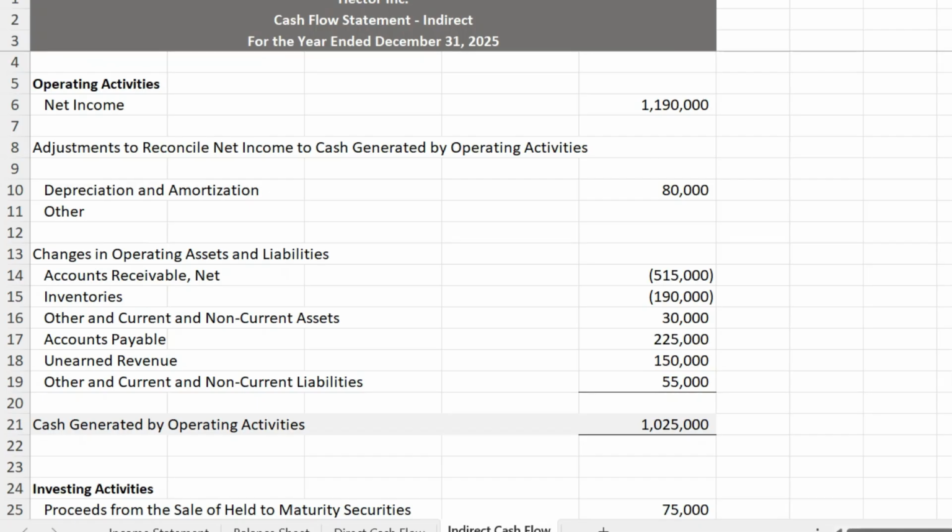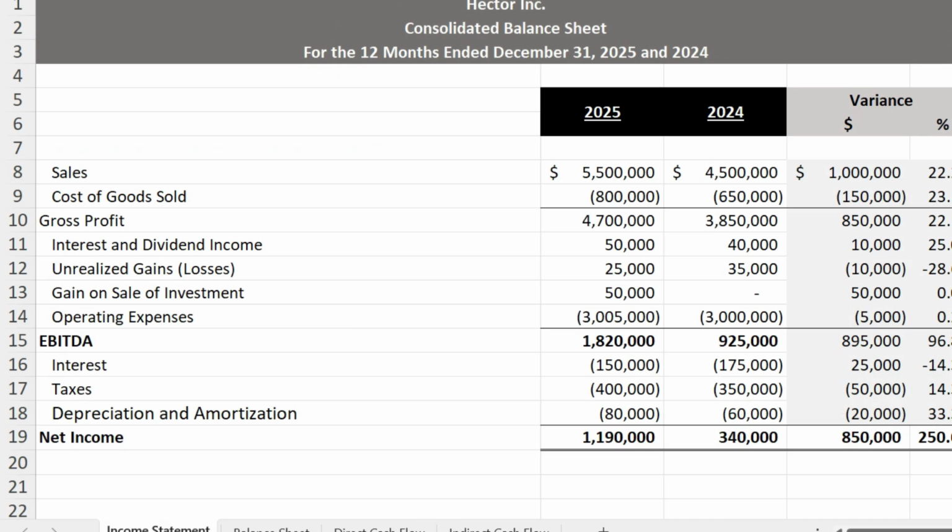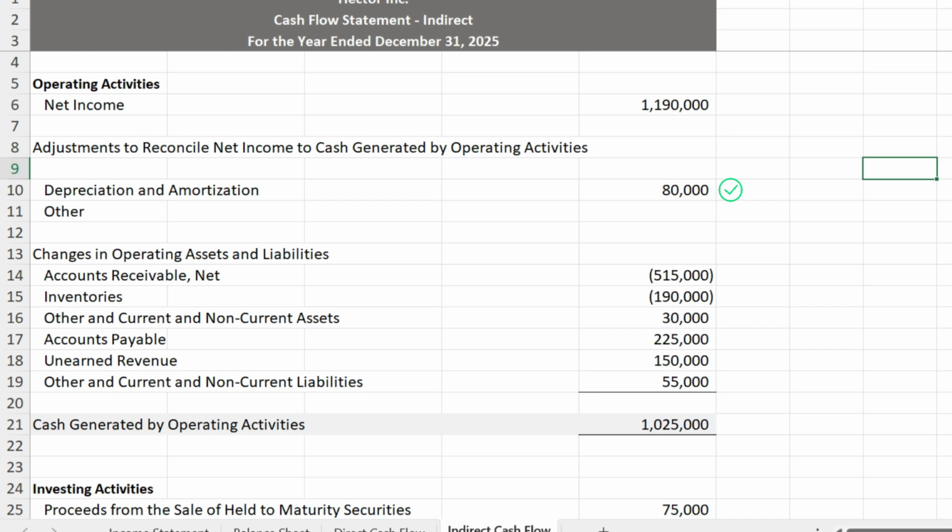So here is the operating section of the indirect cash flow statement. It looks different than the direct cash flow, but we're going to get the same net result. And you'll notice the first thing that we're grabbing from the top, as we mentioned, is net income. That's our starting point. And then we're going to add back any non-cash related expenses like depreciation and amortization. And you'll see that in the indirect method I'm adding back the amortization and depreciation that is on the income statement.